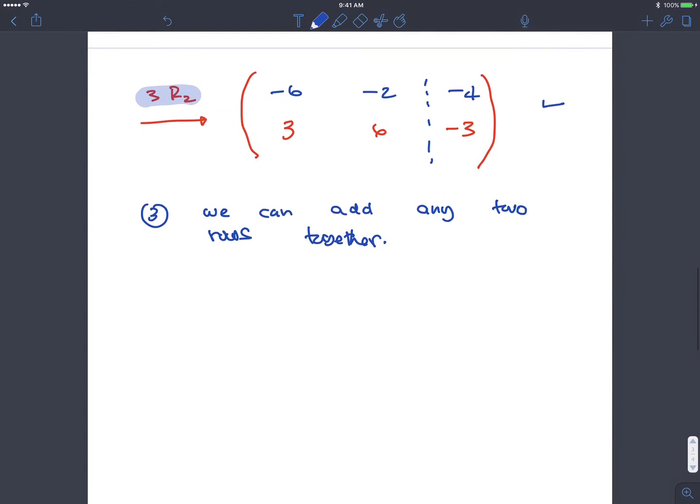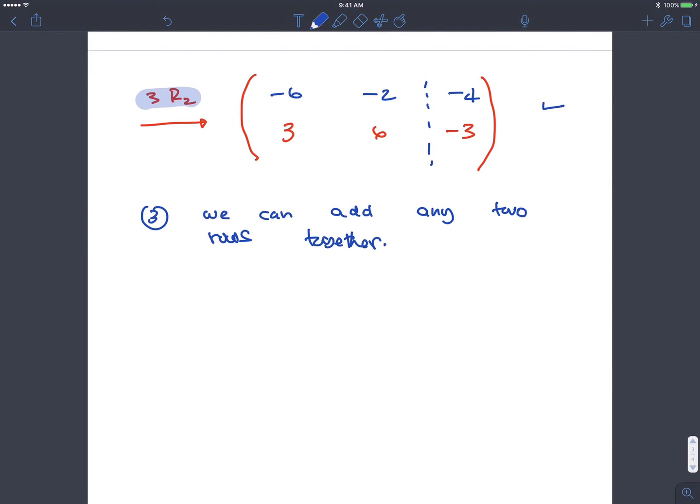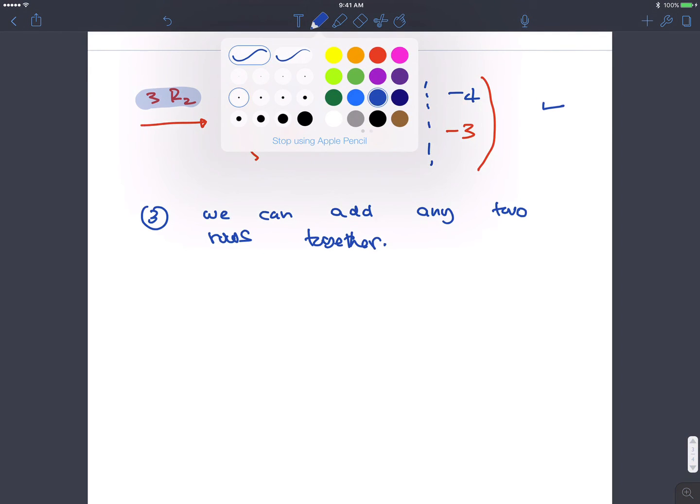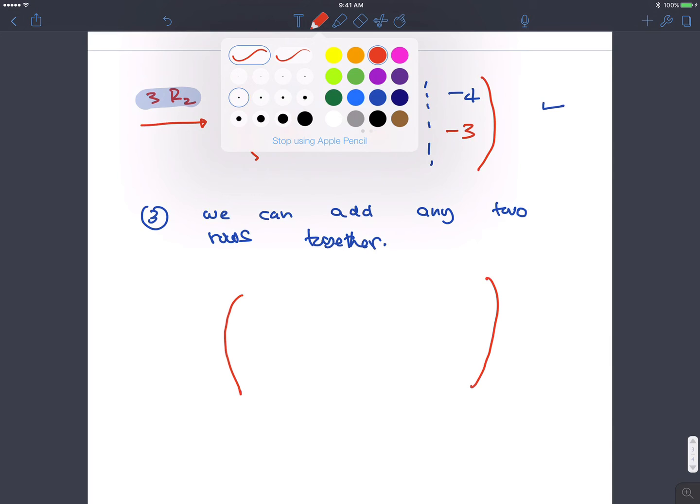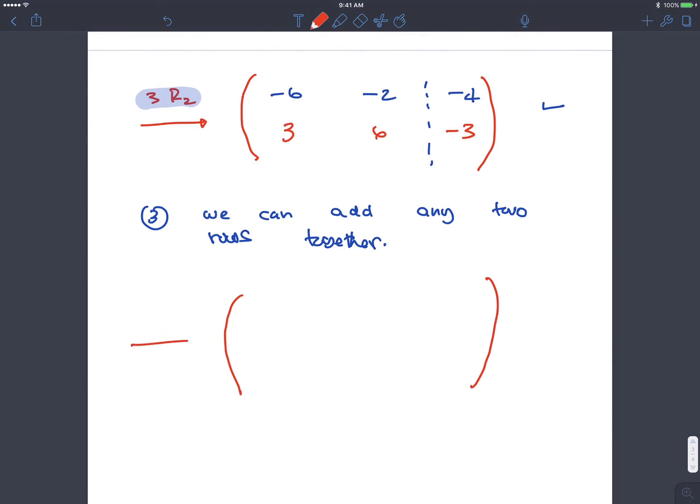So we're going to use the prior matrix to add, and let's see what happens here. I'll put that in red again. We can add any two rows together. Well, we only have 2 rows. So what I'm going to say here is, to get this next matrix, we're going to take row 1 and add it with row 2.